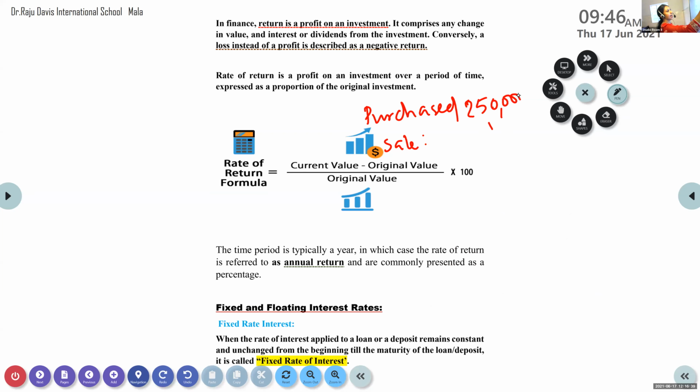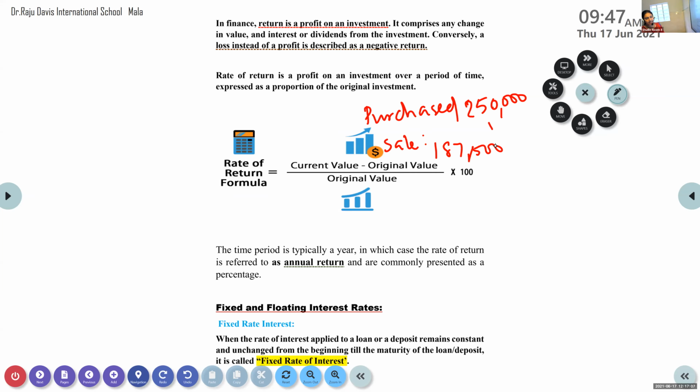And if the sale is made for 1,87,500. Okay. The purchase price is the same, 2,50,000, and you made the sale for 1,87,500. Now please try to find out the rate of return.